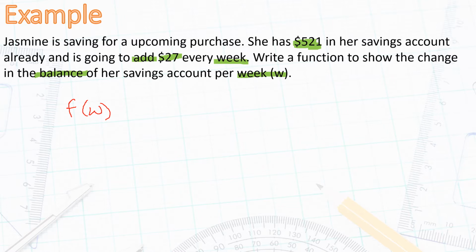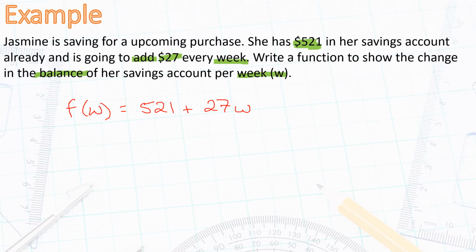What I might see sometimes happen is B of W, like B representing balance, so balance as a function of weeks, or we can just do a function based on the number of weeks. It doesn't really matter which one you use. I'm just going to use f of W to start so we don't confuse things too much. So starting amount $521, and then we are adding $27 every week. So the output this is going to give us is the total amount of money, or the balance.